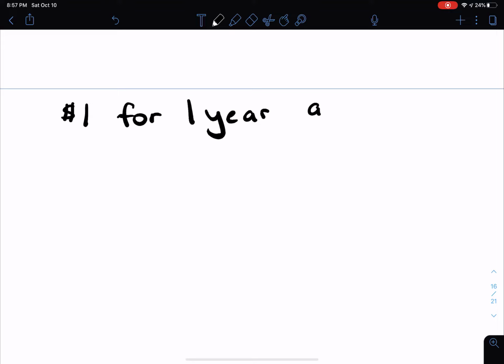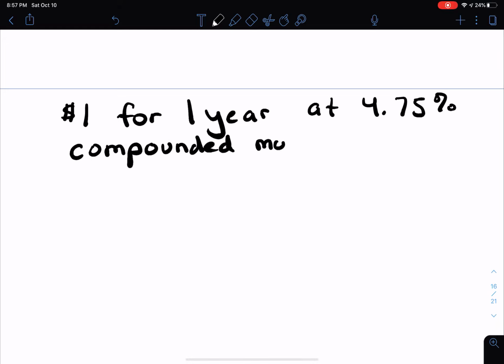So for example, let's say you're investing $1 for 1 year, but what they quote you is the compound interest rate of 4.75% compounded monthly. If you put that right now into your compound interest formula, that would tell you how much interest you would make in 1 year on $1 at 4.75% compounded monthly. And that's exactly what we're going to do. We're going to put that into our compound interest formula.